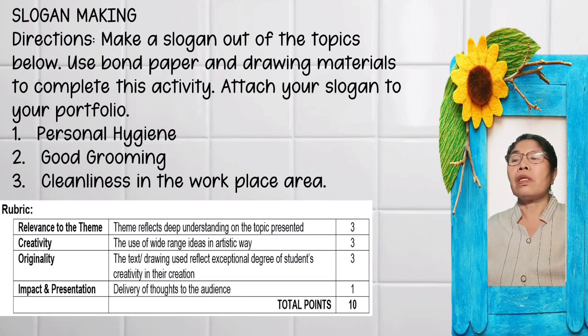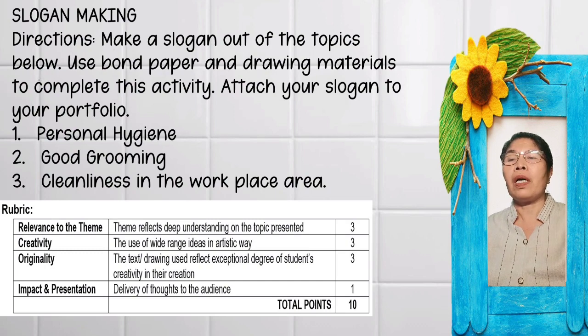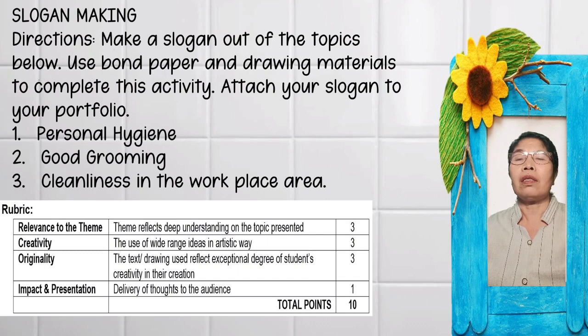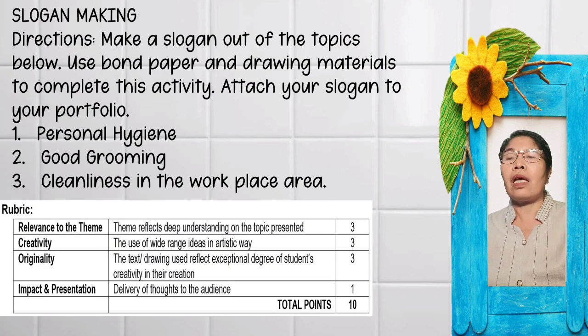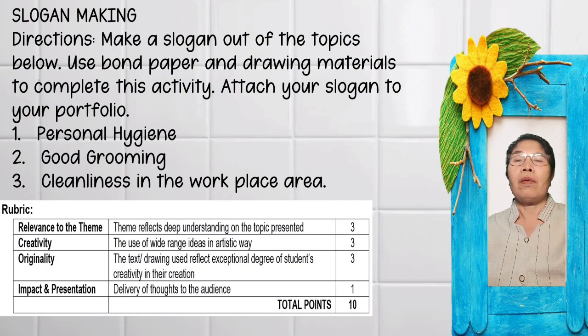So the rubrics: relevance to the theme, reflects deep understanding on the topic presented, 3 points. Creativity, the use of wide range of ideas in an artistic way, 3 points. Originality, text and drawing use reflects exceptional degree of students, 3 points. Impact and presentation, delivery of thoughts to the audience, 1 point. A total of 10 points.